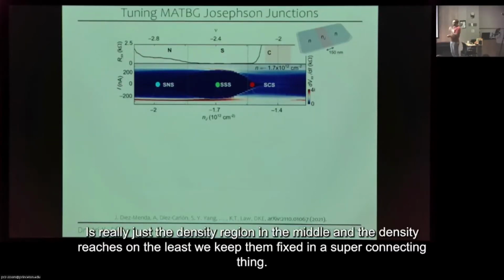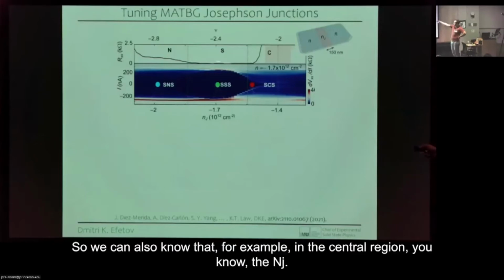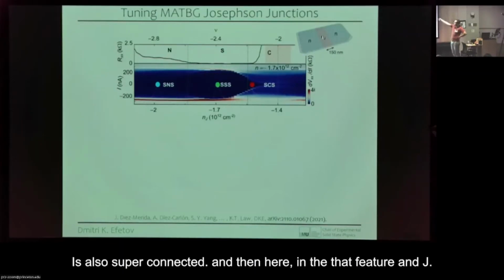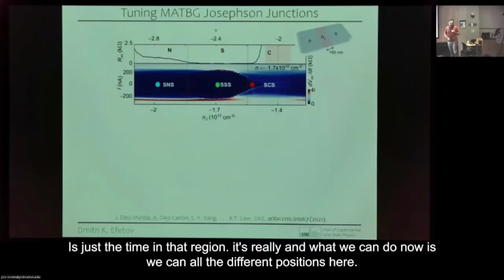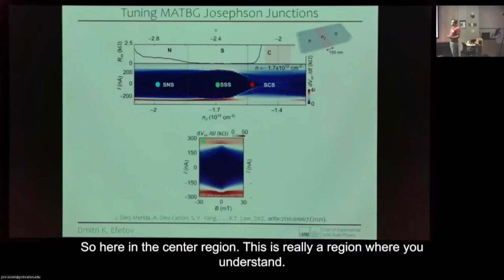And so really, depending on where we are on the NJ axis, we can also take resistance measurements separately. So we know that, for example, in the center region here, the middle region is also superconducting. Then in that region, it is just metallic. And in that region, it's really in the correlated insulator state. And what we can do now is, for all the different positions here, take Fraunhofer patterns. So this is what we did.